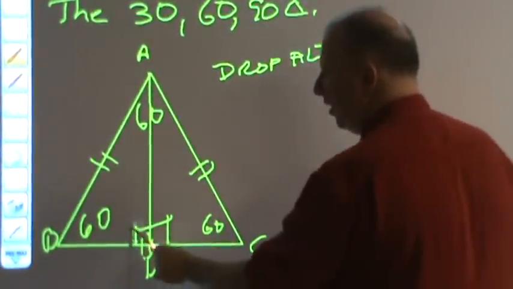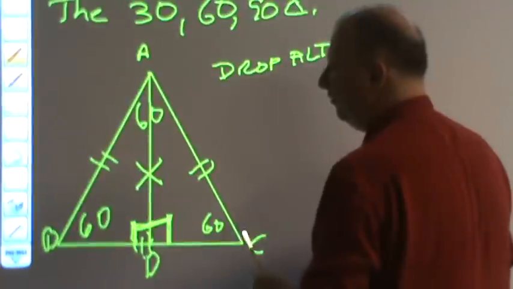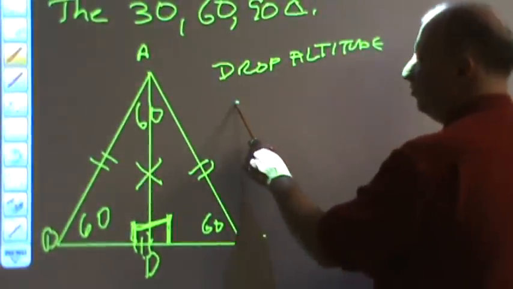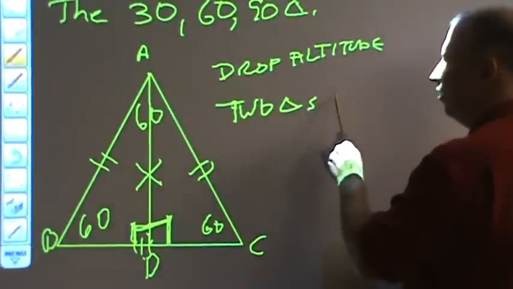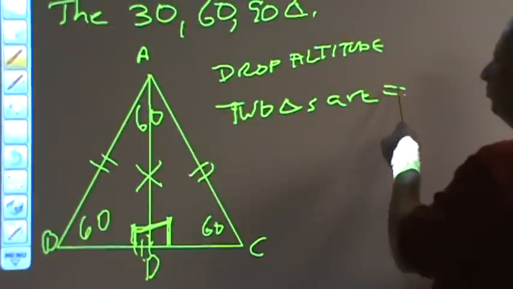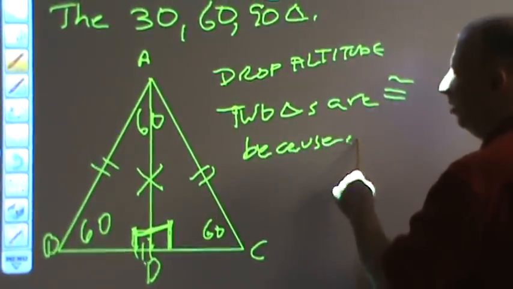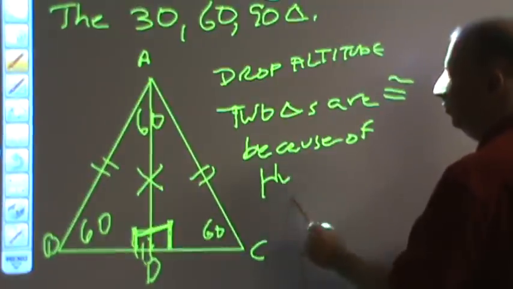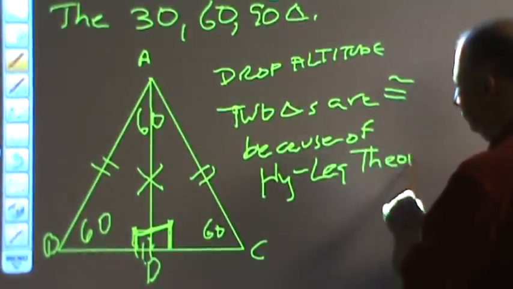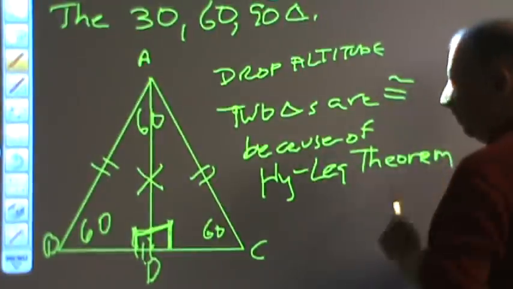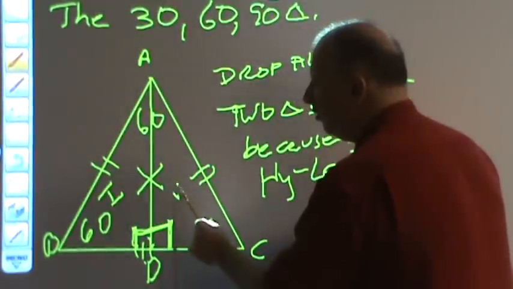If I drop an altitude, I have a right angle. Well, if I have a right angle, and this is equal to itself, can I say the two triangles are congruent because of my length there? And the two triangles are equal.